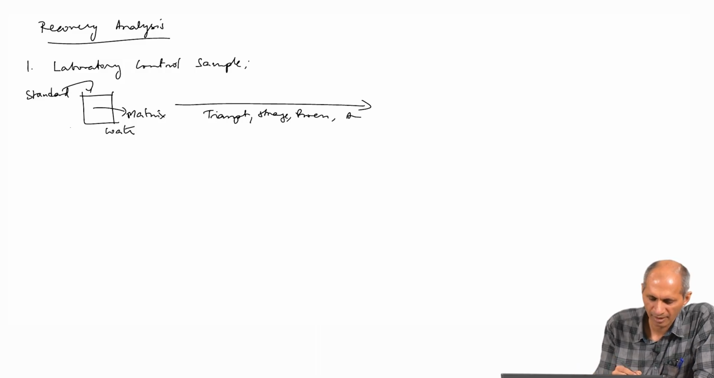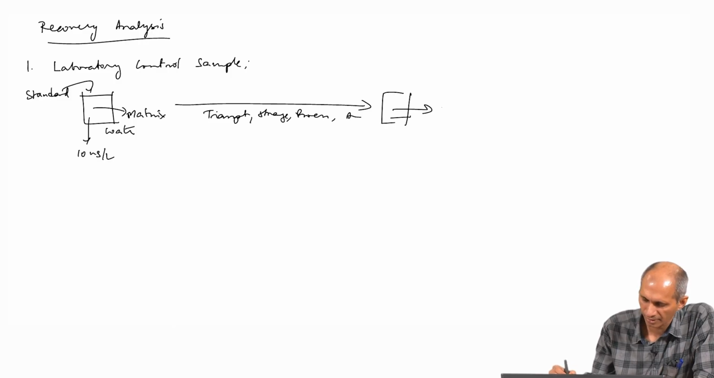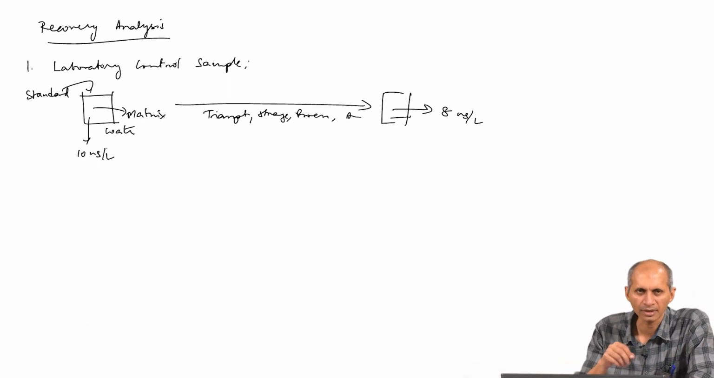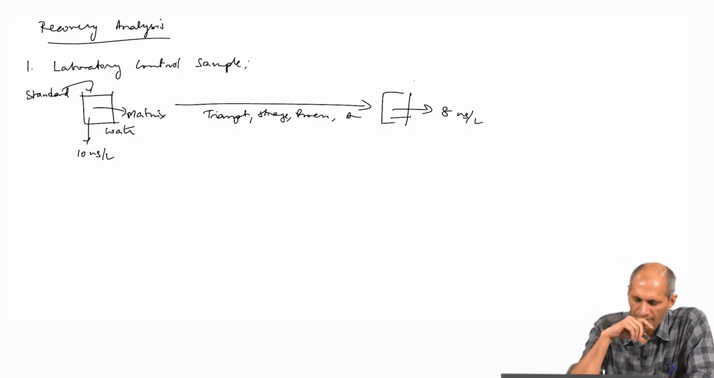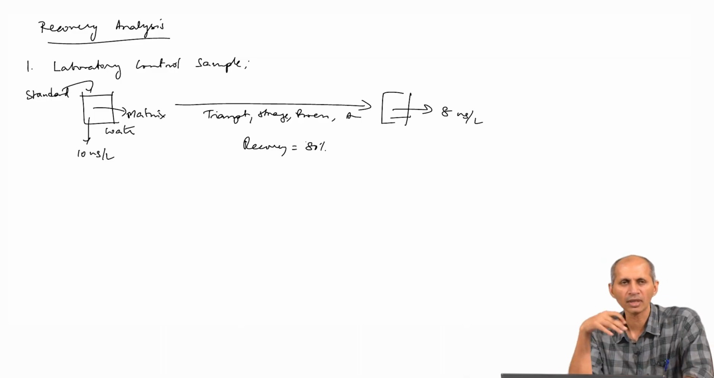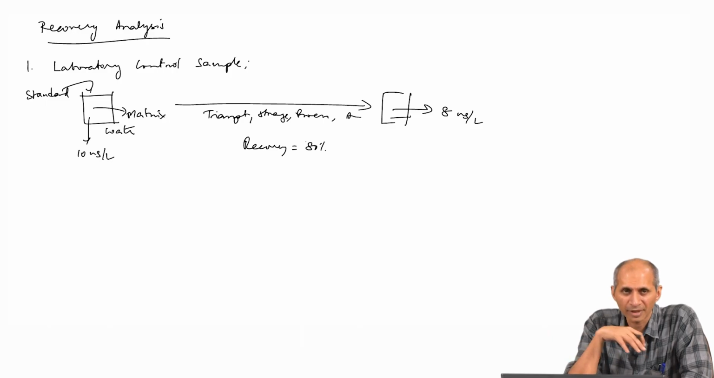So, we know what we are adding. Let us say that this concentration is known, say it is 10 nanograms per liter or something like that, and then we run it into the instrument and finally we get a concentration of 8 nanograms per liter. We calculate the concentration in the extract based on the GC, we discussed it in the previous class. So, we know now that the recovery is 80%.